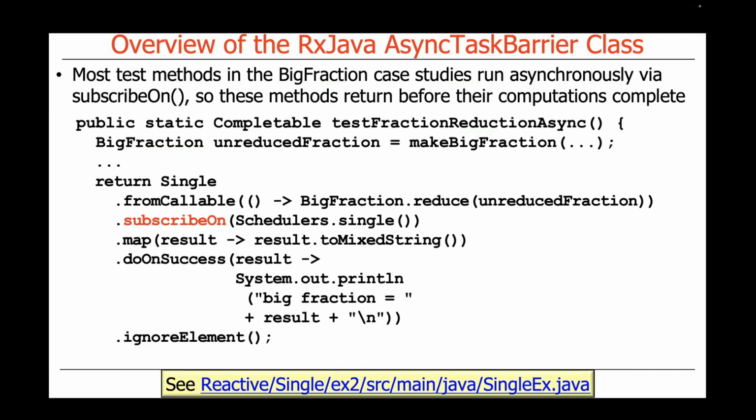You can think of subscribe on a little bit like the supply async method that's available in completable futures. It's not quite like that, but it's the same basic idea. You're scheduling something to run in a background thread from a pool of threads, which could be defined in various ways. There are a whole bunch of different ways to have different kinds of schedulers that have different thread pools.